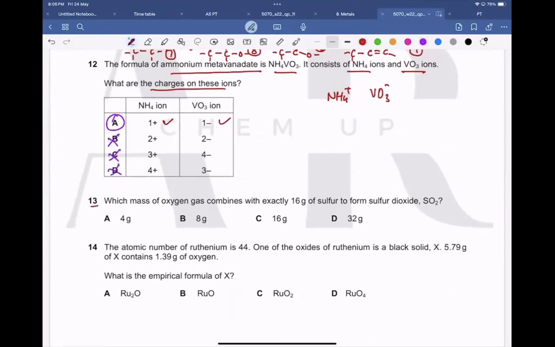Now, question number 13. Which mass of oxygen gas combines exactly with 16 grams of sulfur to form SO2? If you look in SO2, there is sulfur. Sulfur's Ar is 32 and oxygen is also 32. So with 32 grams of sulfur, 32 grams of oxygen has been attached. So if the sulfur is 16 grams, 16 grams of oxygen has been attached. So the answer is going to be C. A, B, and D go wrong. So C is the correct answer.